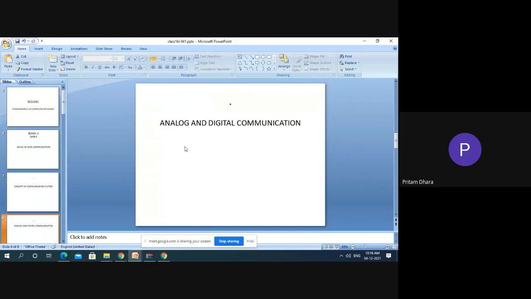Sir, in analog communication, there is no electronics or automatic devices involved. In digital communication, we have microchips and processors that make the devices more automatic and easier to use. But analog devices or analog communication is more hard to use.